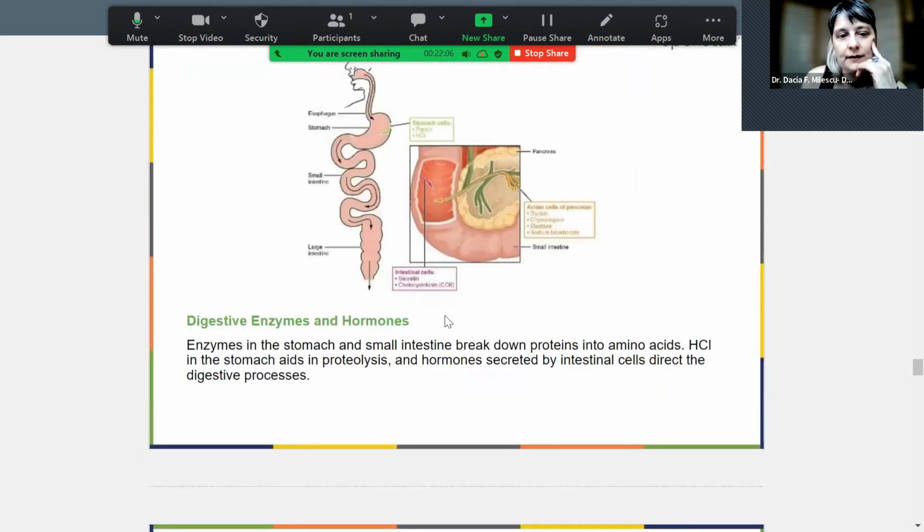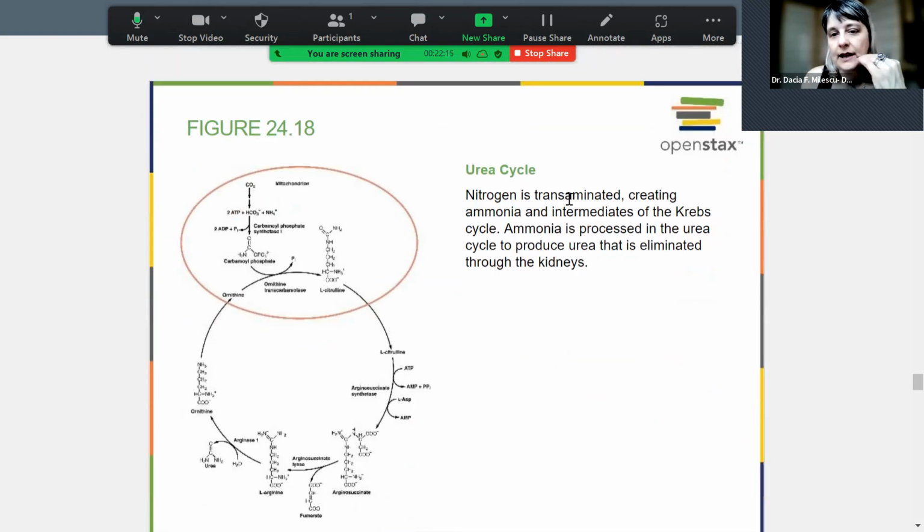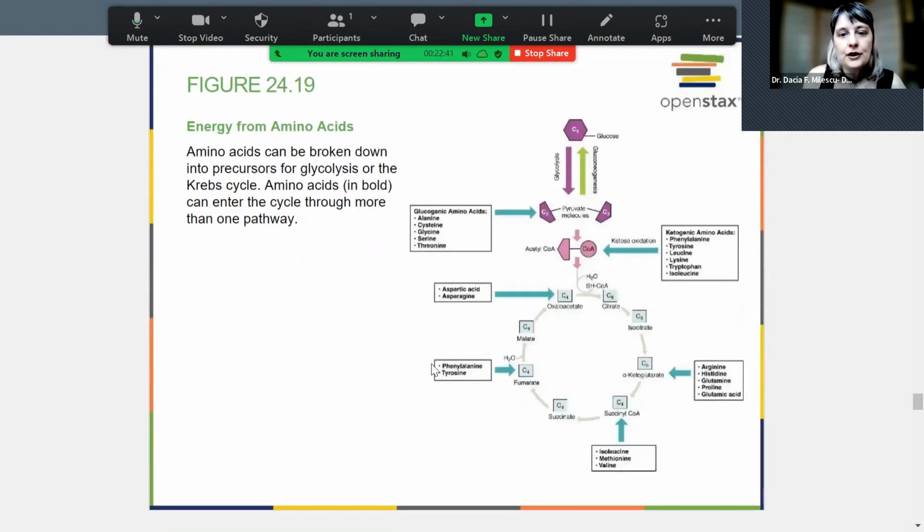And so we can have digestive enzymes and hormones that will assist in the breakdown of proteins into amino acids in the stomach. And we also have the urea cycle, in which the nitrogen, there's transfer of ammonia. So nitrogen is transaminated, where the ammonia changes from NH4 to NH3. And so the changes in the structure is going to result in urea. So ammonia is processed in the urea cycle to produce urea that we're going to get rid of in the urine.